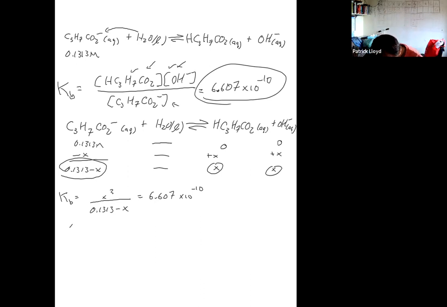So now we can say that X squared over 0.1313 is approximately equal to 6.607. Certainly will be within 5% for this one. And now what am I going to do? I'm going to solve for X because X is the hydroxide concentration at equilibrium. If I can get that, I can find the pOH. So solve for X. Well, let's go through the algebra. X squared would be 0.1313 times 6.607 times 10 to the minus 10. And then X would be the square root of that.